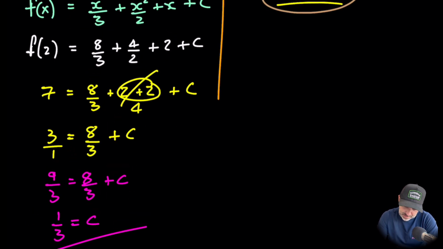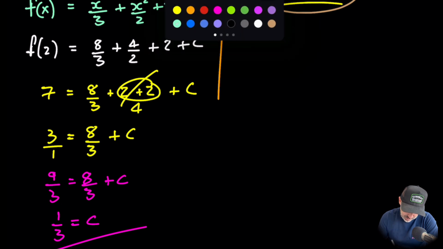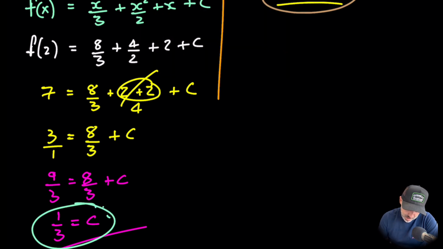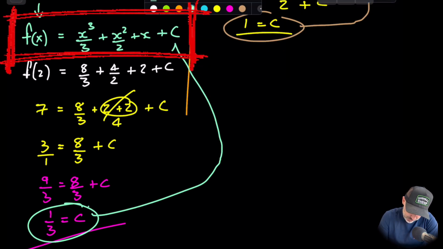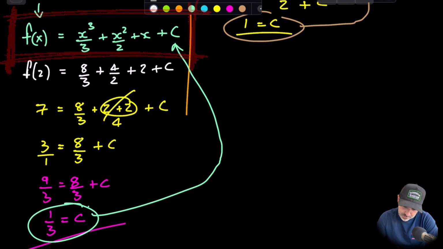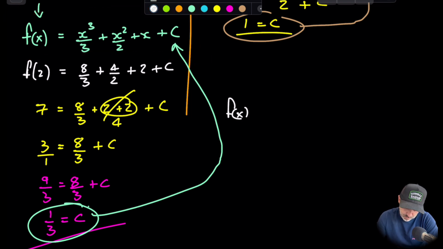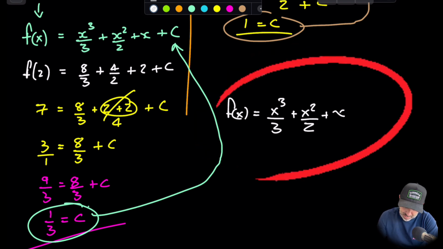So if we take that c now, we're going to plug it into this original function there. That would give us our very final result. The original function was f of x is equal to x cubed over 3 plus x squared over 2 plus x plus 1/3.